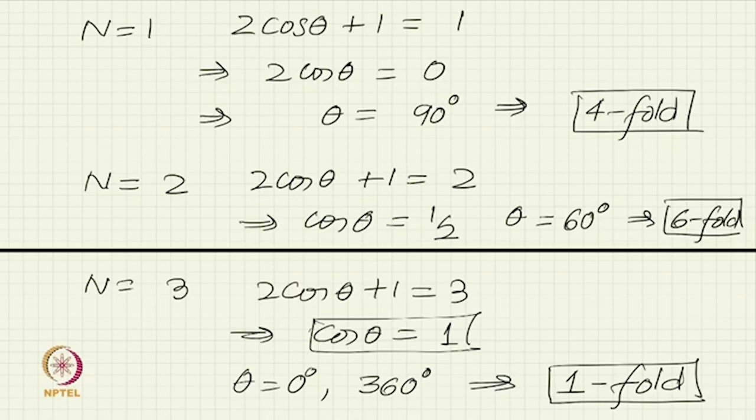Saying one fold symmetry is saying that there is no symmetry. Any arbitrary, any odd object, if rotated by 360 degree, or if not rotated at all by 0 degree, it will be in self coincidence. So, symmetry is not required for that. But if there is no symmetry, we take a positive attitude to life and say it has one fold symmetry.